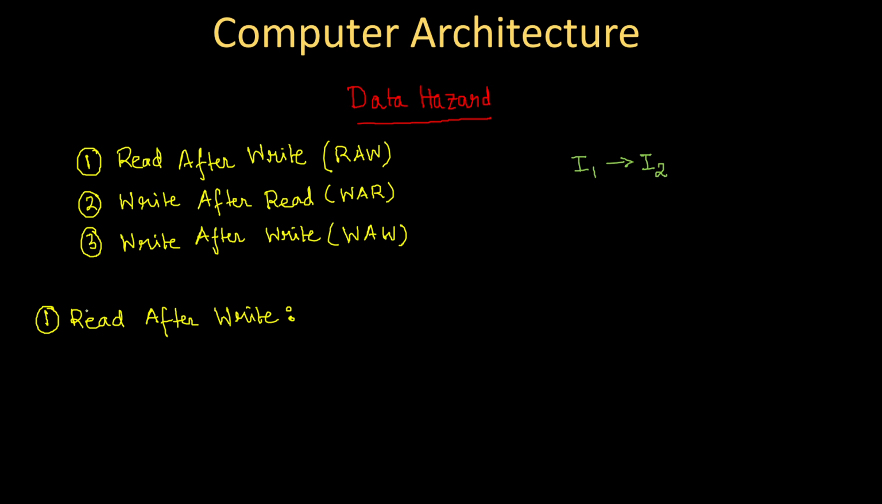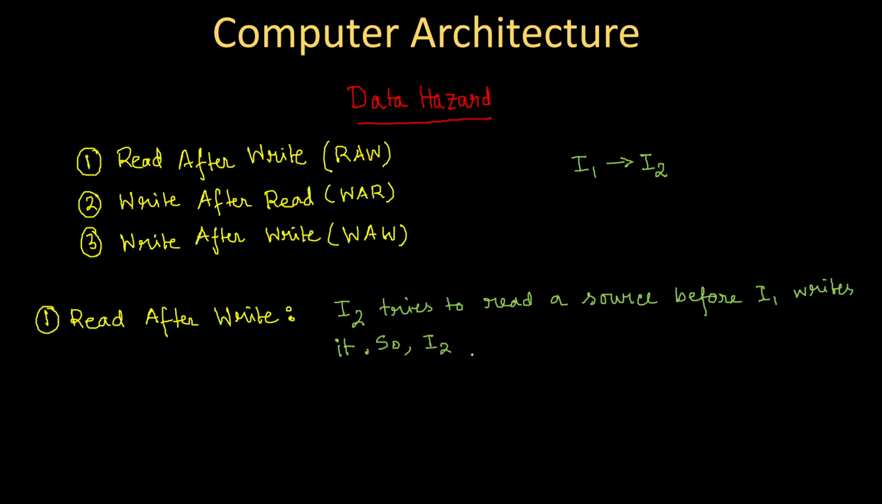So what this read after write hazard says is that I2 tries to read a source before I1 writes it. So what will happen? Naturally I2 will get an incorrect value. What does it mean?